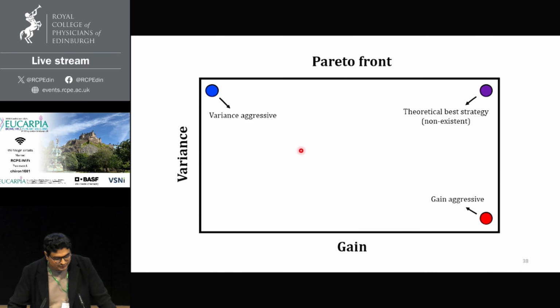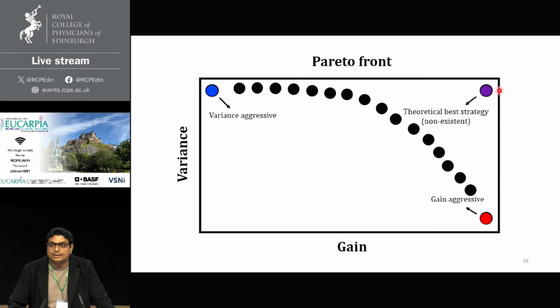So this blue strategy right here is very bad because it saves a lot of variance, but it doesn't deliver gain at all. And the red one here is also equally bad because it delivers lots of gain, but at the expense of depleting all variability in the breeding population. We typically want something that's very close to that theoretical purple one right here, which is, of course, non-existent. And that's why we would normally obtain a Pareto front of solutions like that, and we should look for a solution that is as close as possible to this purple strategy.